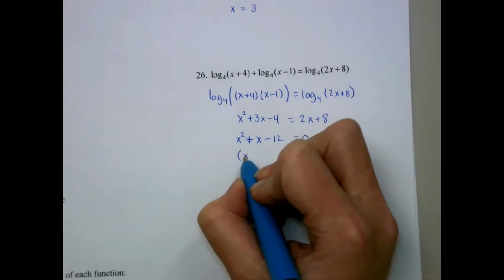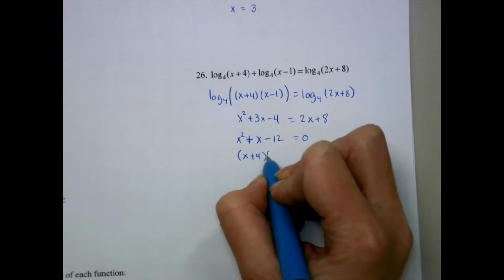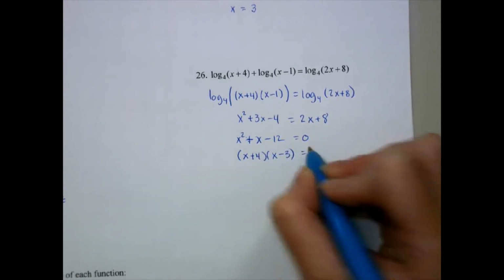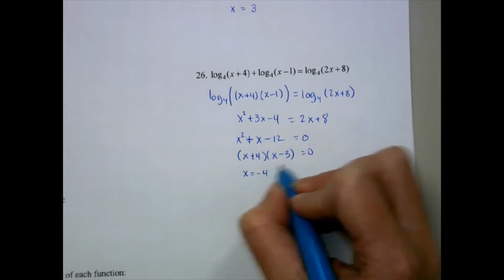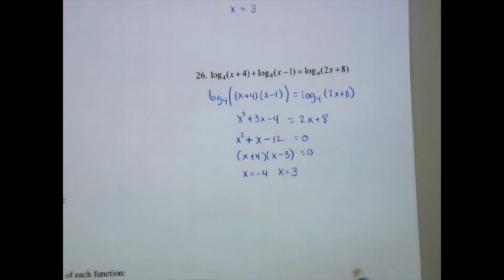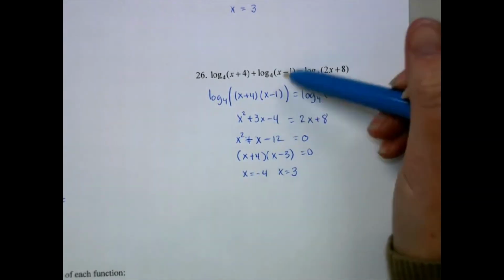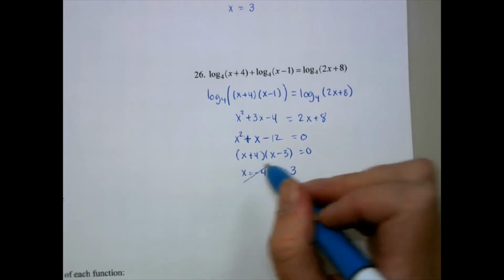So either x equals negative 4, x equals 3. Algebraically, those are both solutions. However, if I plug a negative into those, we're taking the log of a negative value. So the correct answer is x equals 3.